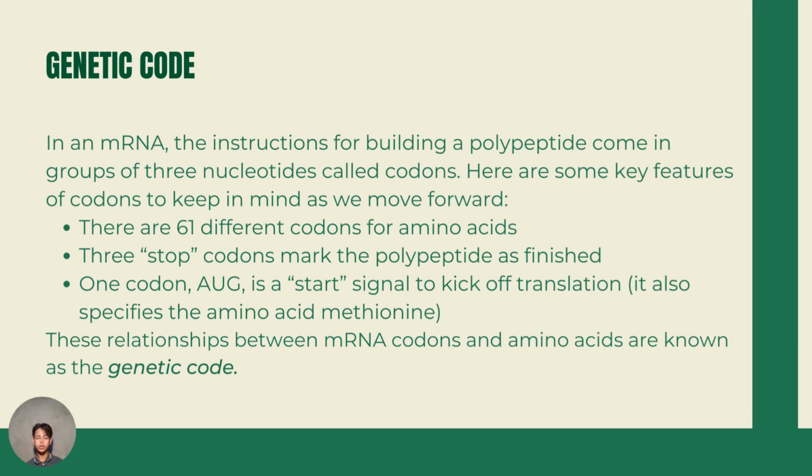And there is also one codon, the AUG, which is a start codon, a signal to kick off translation, or to begin the translation. And it also specifies the amino acid methionine. So this relationship between the mRNA codons and amino acids is known as the genetic code.